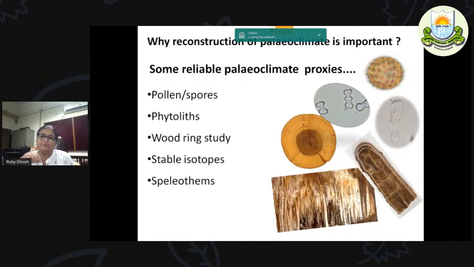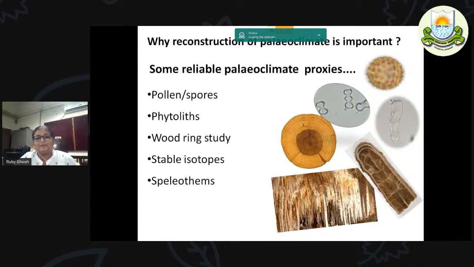We know that plants produce these rings in response to climate change, and as a response to climate change they produce wood rings. In a year they produce two kinds of rings: rings known as early wood, produced in the spring or early summer season, and summer season wood, known as late wood.